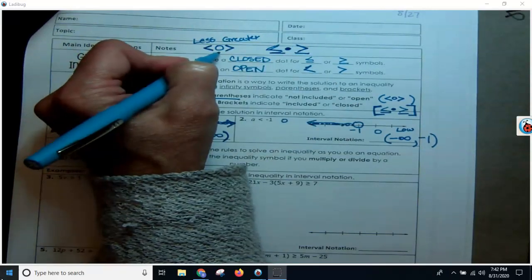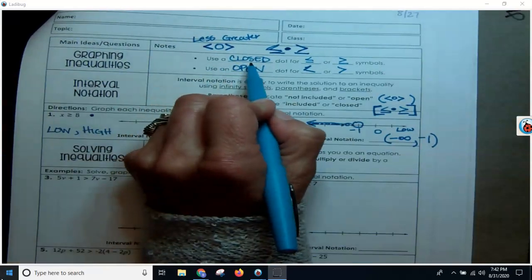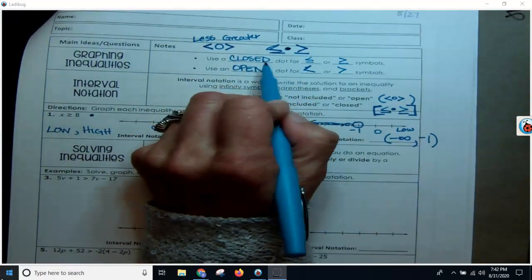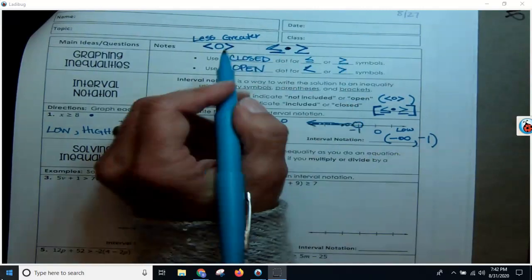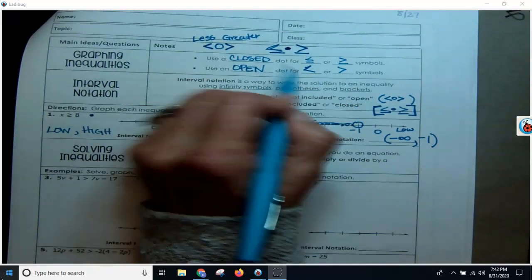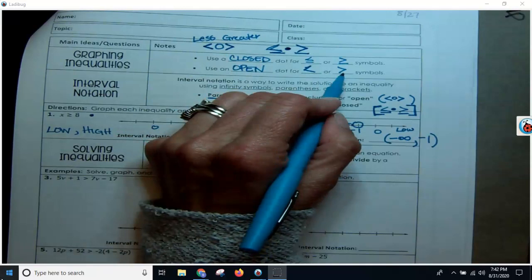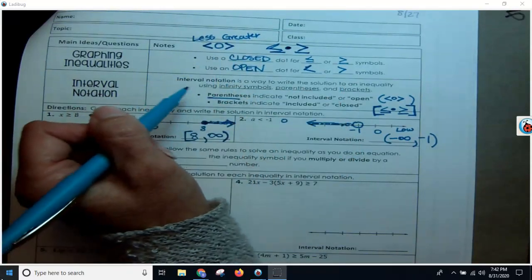And what these dots are is, when you are graphing, you use a closed dot like this one for less than or equal to and greater than or equal to. You use an open dot like this one when you're just using less than or greater than, okay? So we're going to talk about that a little bit more.